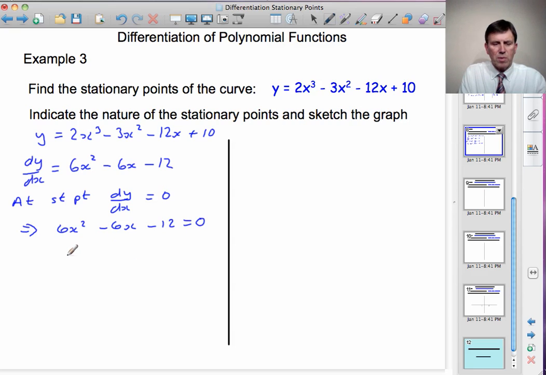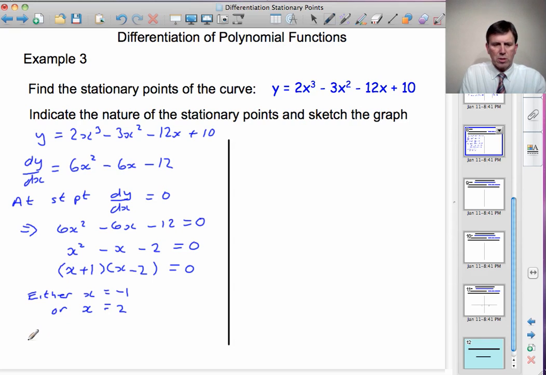Now we want to factorize this, but first we can see there's a common factor of 6 running through, so we can divide by 6 and get x squared minus x minus 2 equals 0. And now we can factorize that easily. We want two numbers that multiply to minus 2 and add together to minus 1, which would be minus 2 and plus 1. And if the first bracket is 0, x equals minus 1. And if the second bracket is 0, x equals plus 2.